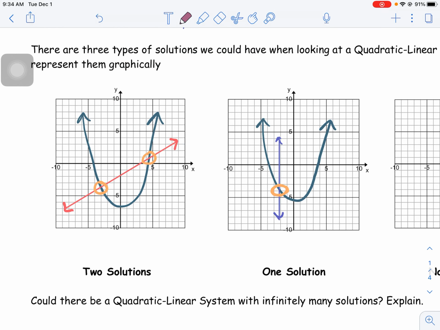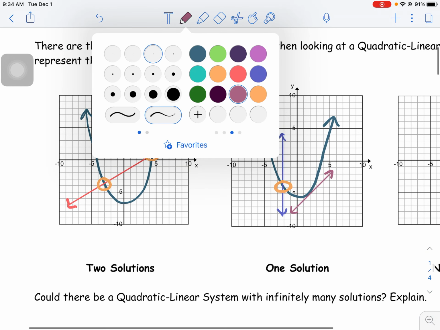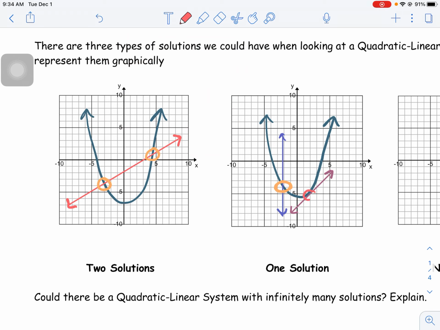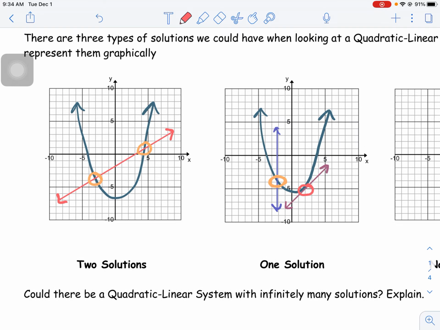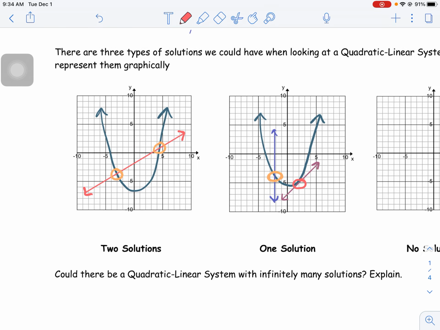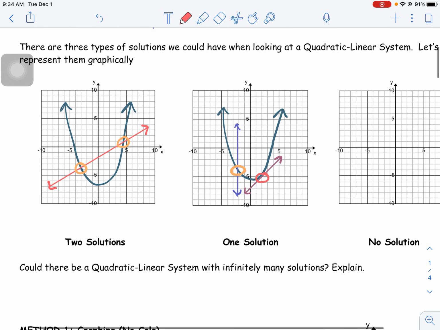Another possible way to get a singular solution is this, where it just skims the graph, okay? This is actually called being tangent to the graph, which is something that you'll learn. I don't know if you learn it in pre-calc, but definitely we'll talk a lot about it in calculus. So there's two possibilities for getting one solution for a linear quadratic system of equations.